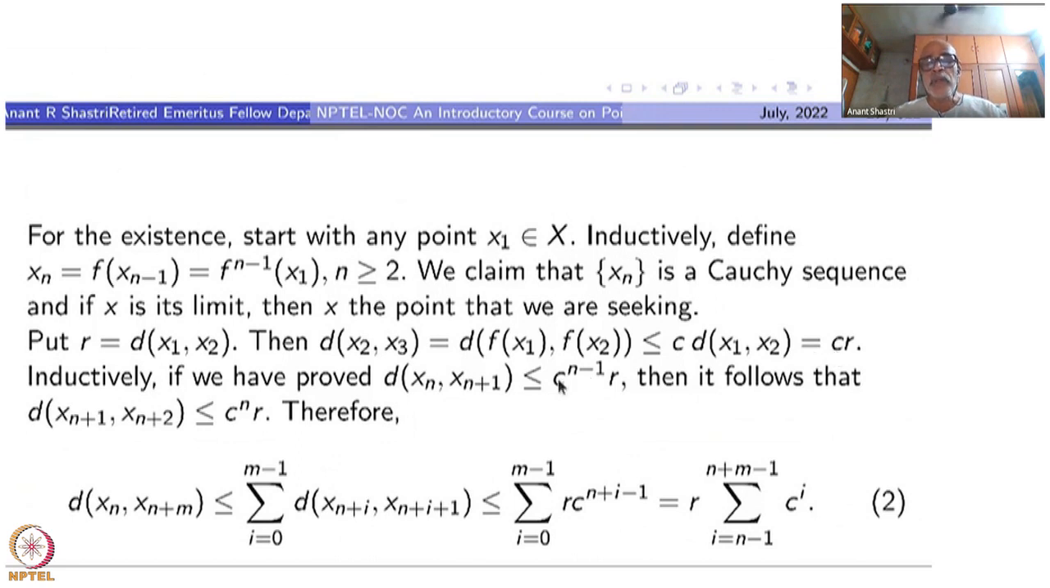Now you repeat this one. d(x3, x4) will be less than c squared times r, and so on. The distance between xn and x_{n+1} will be less than or equal to c to the power n-1 times r. Therefore, if you assume this one and repeat it, you will get the distance between x_{n+1} and x_{n+2} is at most c to the power n times r. The same formula holds.